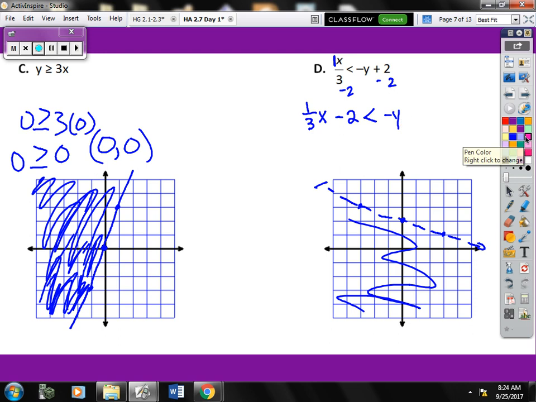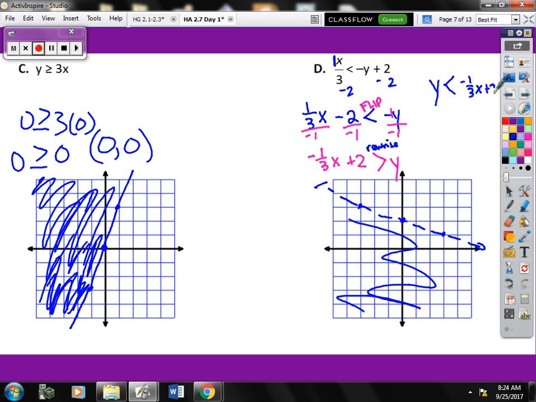Now, to solve this for y, I can divide by a negative 1. When you divide by a negative 1, you have to change the sign of every single thing. And we divided by a negative, which means I need to flip my inequality. So this would become negative 1/3 x plus 2 is greater than y. Now lastly, in order to graph appropriately, it should be y on the left, mx plus b on the right. So at the very end, I'm going to rewrite this by flipping it again to make it y is less than negative 1/3 x plus 2.